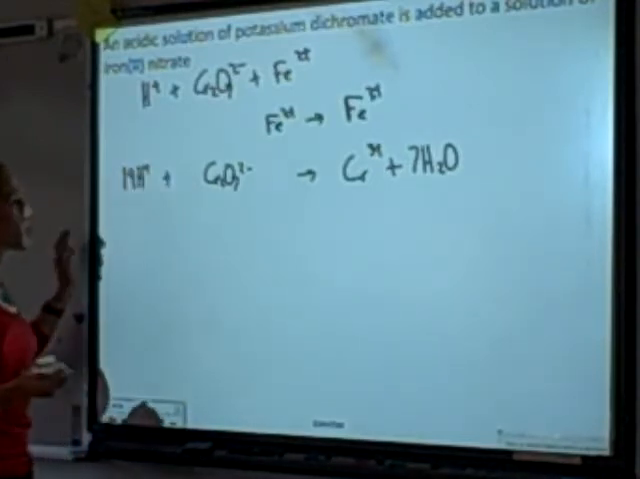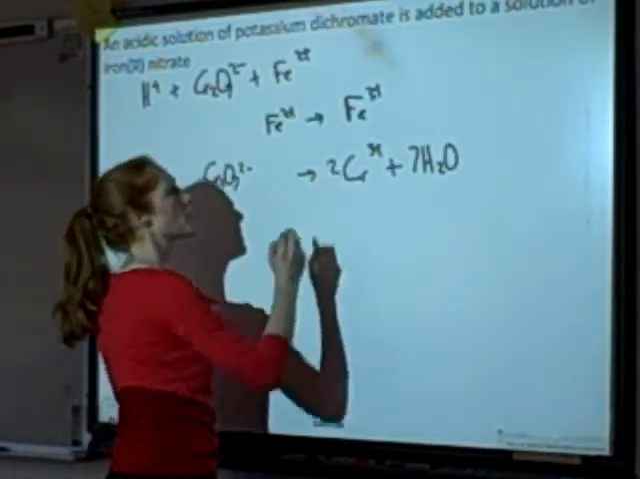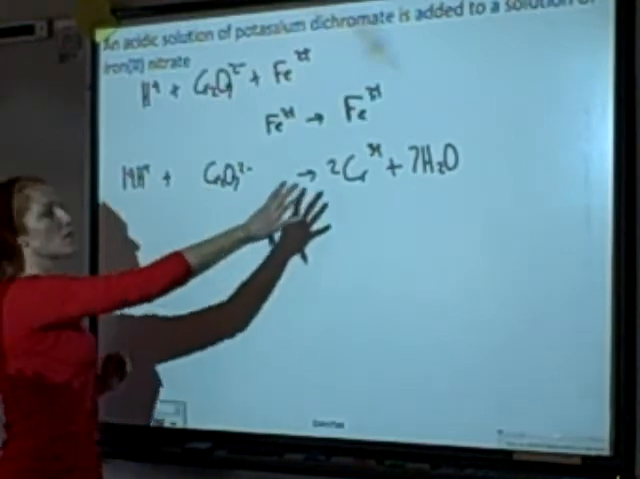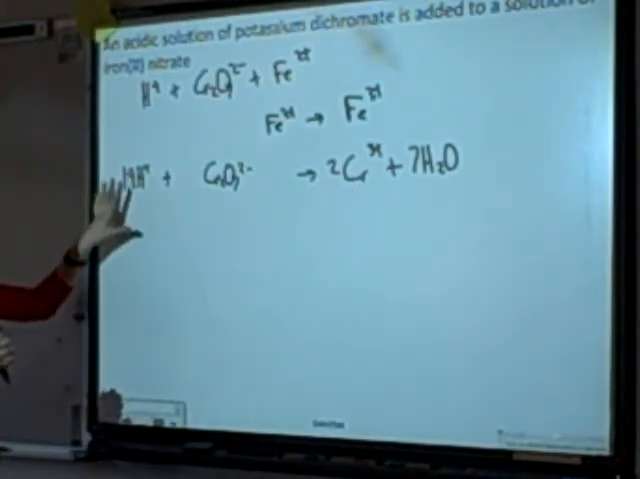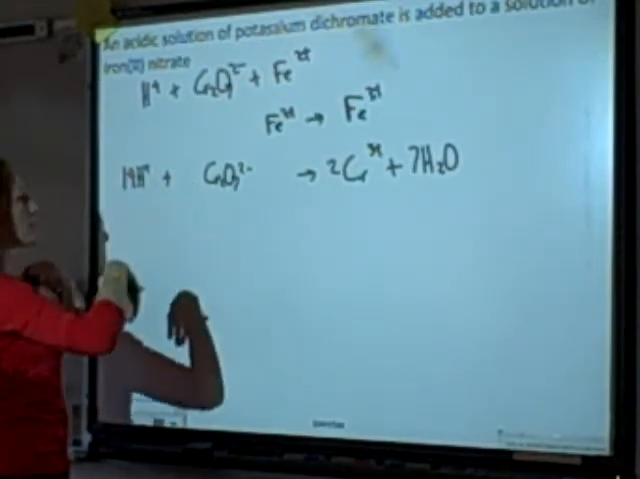Now I need to balance the charge. Ooh, I didn't balance my chromiums. There's 2 chromiums here. Here's 2 chromiums. Okay, so it's a 6+ on this side. And then I've got 14 minus 2. I've got a 12+ on this side. I've got to bring this down to being 6+.